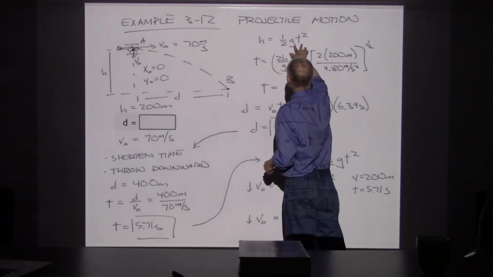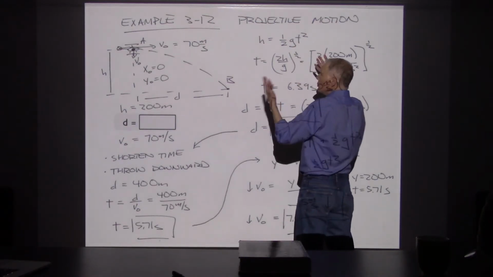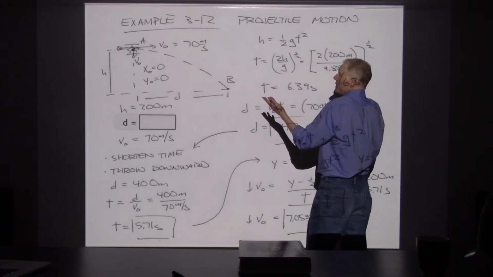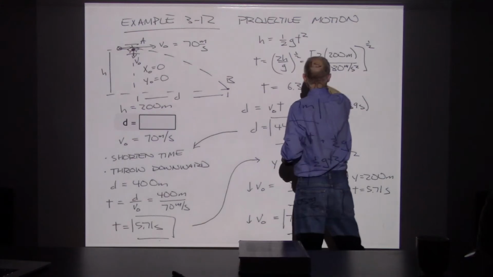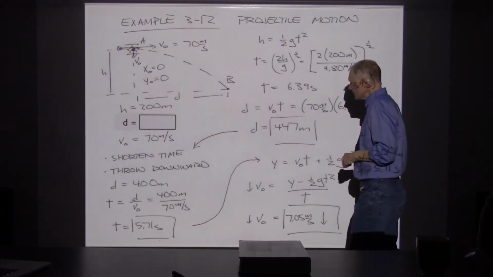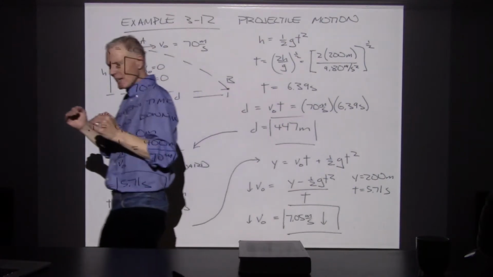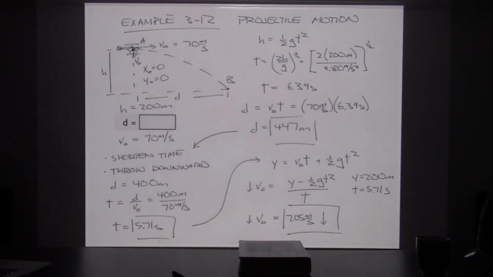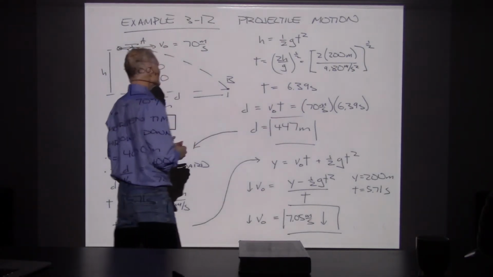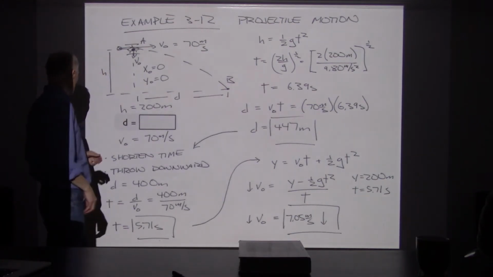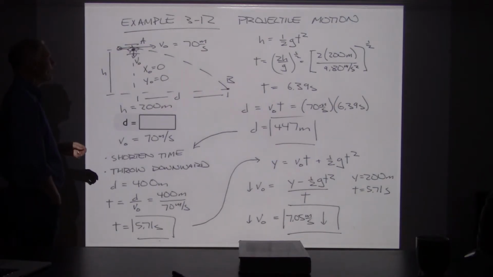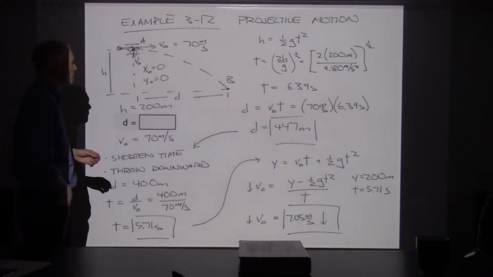Now, our formula for just dropping from rest, so the initial velocity in the y direction is 0, we can use our formula for 1/2 gt squared, solve for t, plugging numbers in here. It's going to take 6.39 seconds to drop if we just let go of it. So if we just let go, it's going to take 6.39 seconds to drop the 200 meters. Is that right? Okay, seems good.